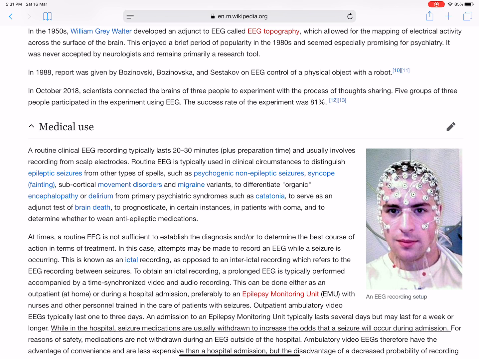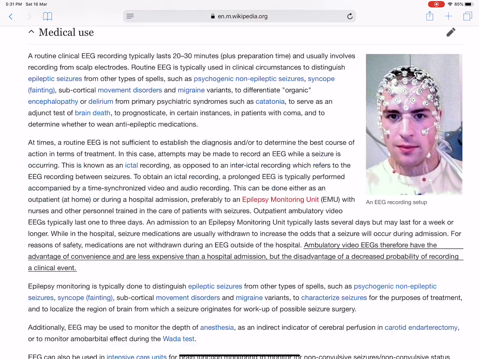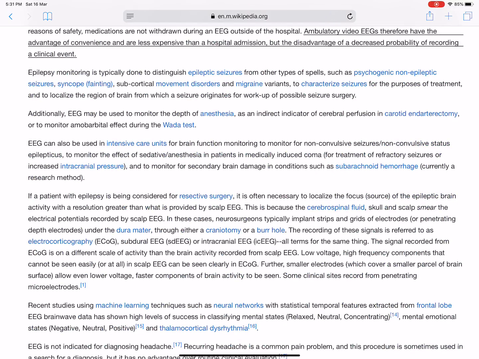While in the hospital, seizure medications are usually withdrawn to increase the odds that a seizure will occur during admission. For reasons of safety, medications are not withdrawn during an EEG outside of the hospital. Ambulatory video EEGs therefore have the advantage of convenience and are less expensive than a hospital admission, but the disadvantage of a decreased probability of recording a clinical event.